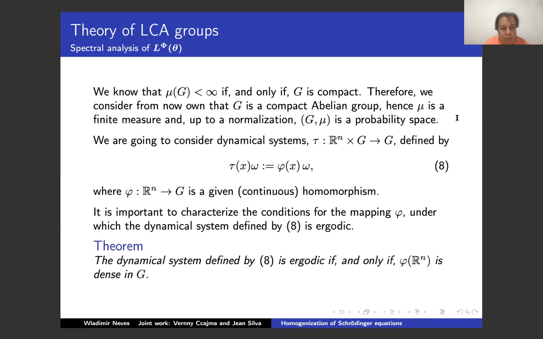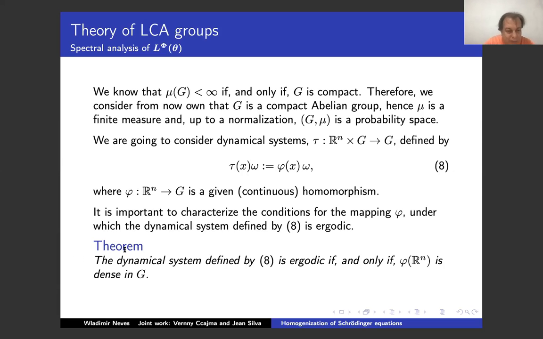Related to this probability space (G, mu), we have to link this with the dynamical system considered before. So somehow we are going to define a dynamical system in this way, where phi from R^n to G is a given continuous homomorphism. It is very important to characterize the conditions, the properties, of this mapping phi. Somehow this phi looks like the Bohr compactification. But you have to realize that this phi is not allowed to be anything.